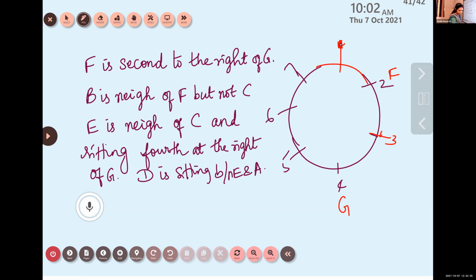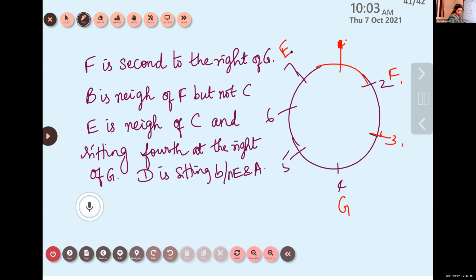Now look at the next one. Then E is the neighbor of C, sitting fourth at the right of G. So already G is given. F is to the second right. And what is given about E? E is the fourth right. So you count and see 1, 2, 3, 4. So E should come here.